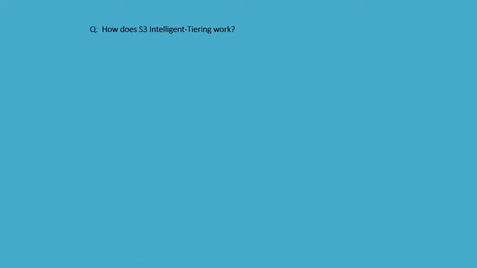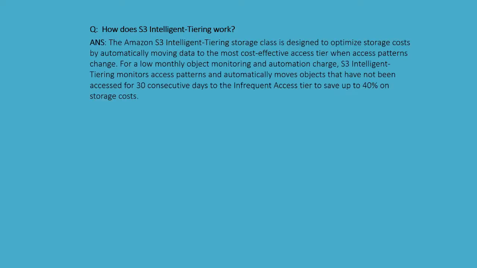How does S3 Intelligent-Tiering work? The S3 Intelligent-Tiering storage class is designed to optimize storage costs by automatically moving data to the most cost-effective access tier when your access patterns change. For a low monthly object monitoring and automation charge, S3 Intelligent-Tiering monitors access patterns and automatically moves objects that have not been accessed for 30 consecutive days to the infrequent access tier, saving up to 40% of storage cost.